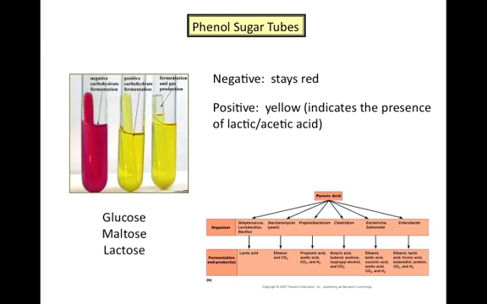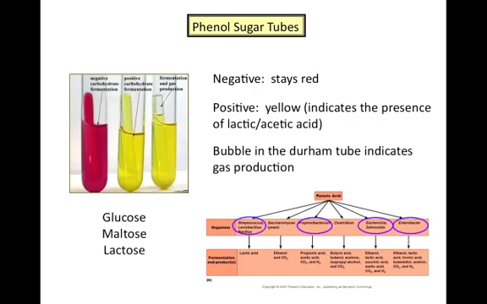You may notice that the culture tubes contain small inverted glass tubes. These are called Durham tubes and are present to catch any gas that may be produced during fermentation. These are some examples of bacteria that would produce positive results, possibly with gas production, in a phenol sugar tube test because of their fermentation end products.